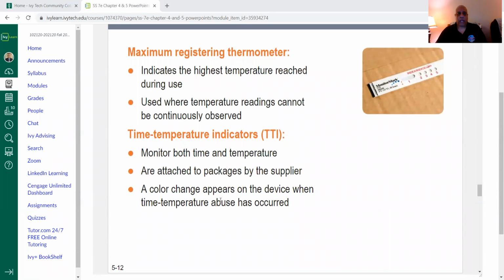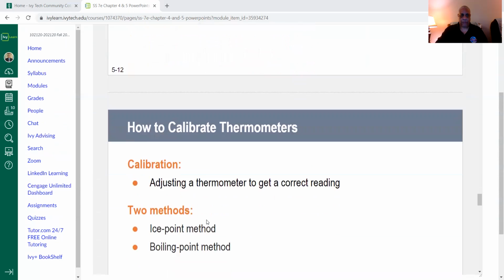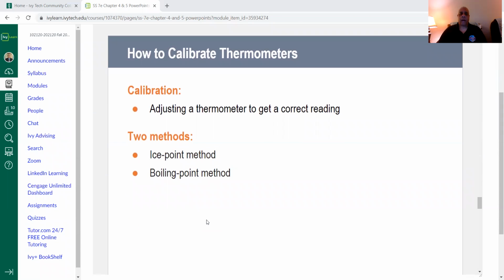Then there's also what we call a maximum registering thermometer. And what that does is it indicates the highest temperature reached during use. It's used where temperature readings cannot be continuously observed. You have your TTI, which stands for time temperature indicators. So what they do is they monitor both time and temperature. They are attached to packages by the supplier, and a color change appears on the device when the time temperature abuse has occurred.